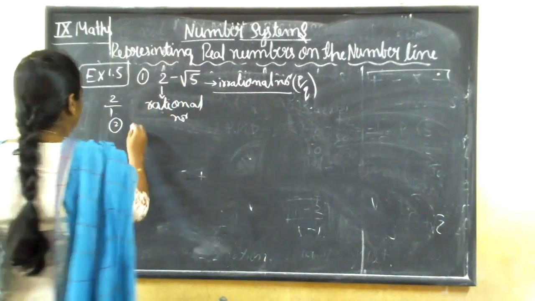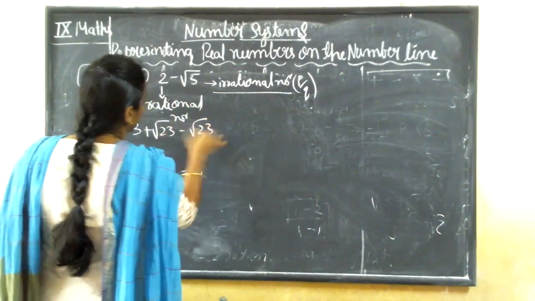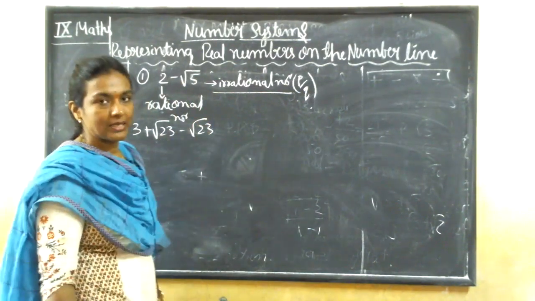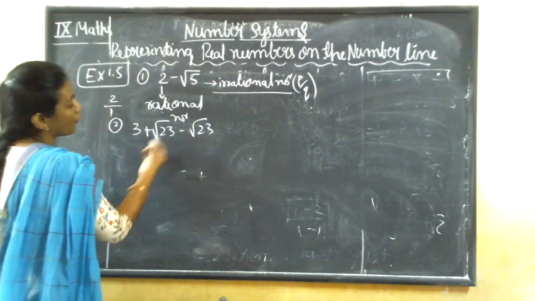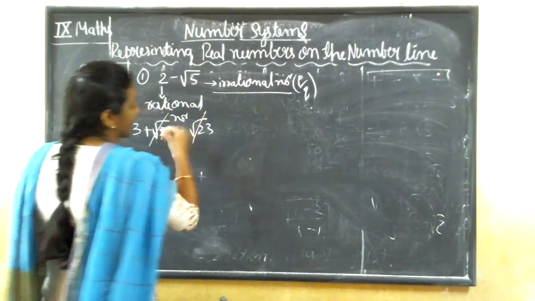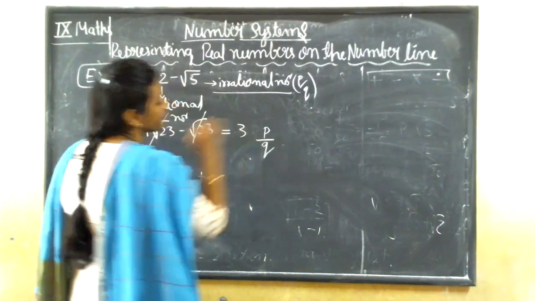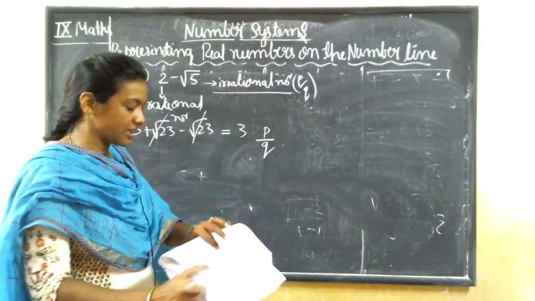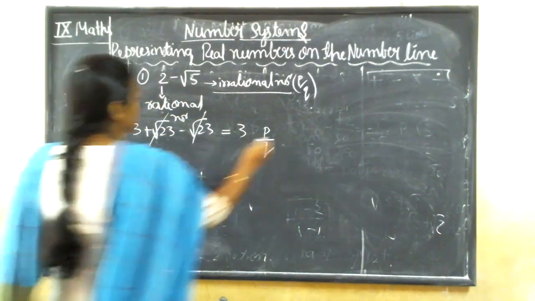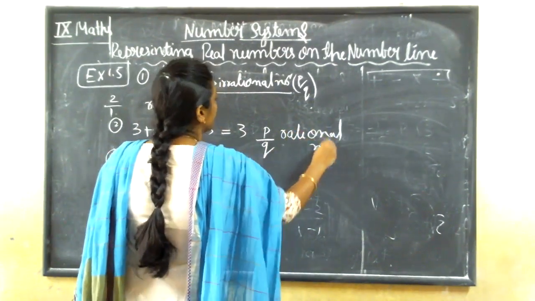Okay, let us go for the second one. 3 plus root 23 minus root 23. Obviously you can see, here plus is there, here minus is there. These both cancel, so the answer is 3. This 3 you can write in the form of p by q, right? So this is a rational number.